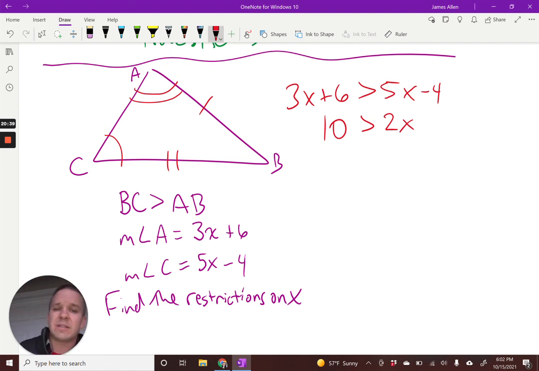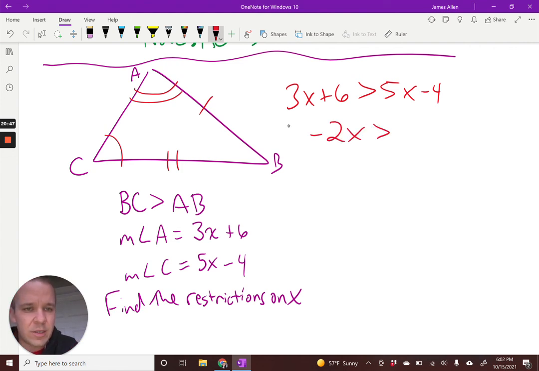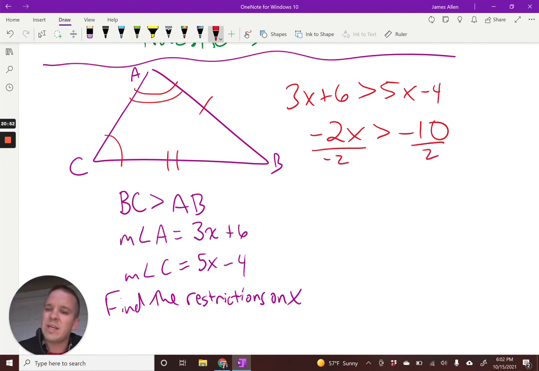And I do that to keep them positive. I think actually some of you might be a little bit more comfortable subtracting 5x, getting negative 2x is greater than negative 10. Divide by negative 2, because a lot of people like to keep the x's on their left-hand side, and that's cool with me. Just make sure, because you have the negative, that you flip the inequality. Divided by negative 2, that becomes positive 5. So x is less than 5.